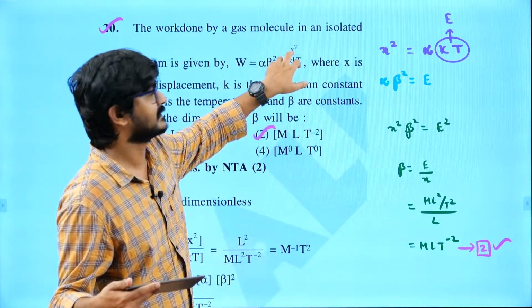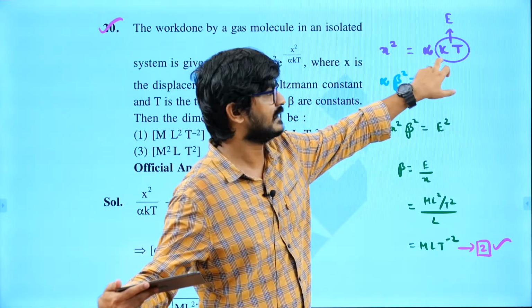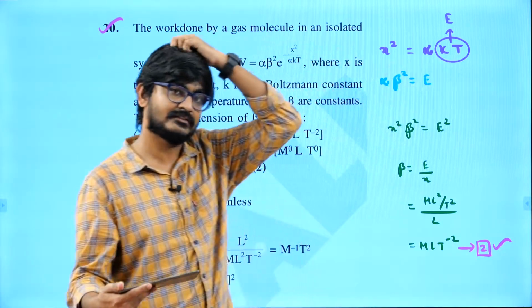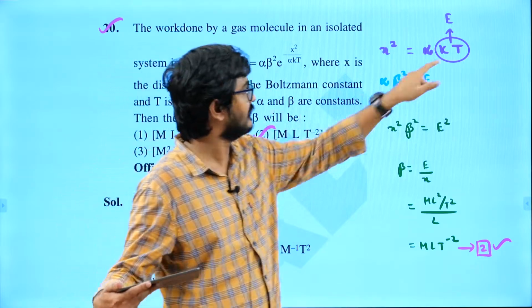Now e power something must not be having any dimension. So x square and alpha xt must be having same dimensions. Now what is kt? You must have seen half kt, that is energy, right? So kt will be having dimensions of energy.